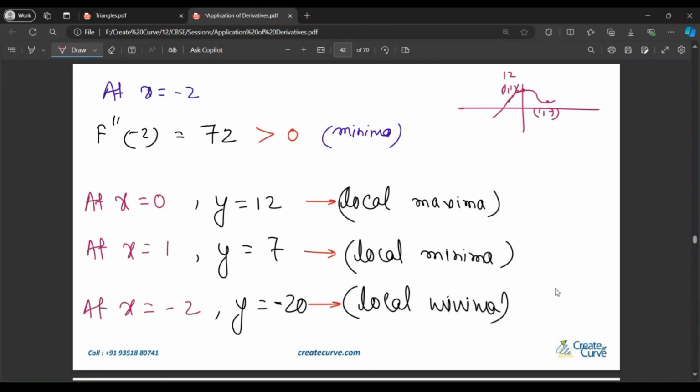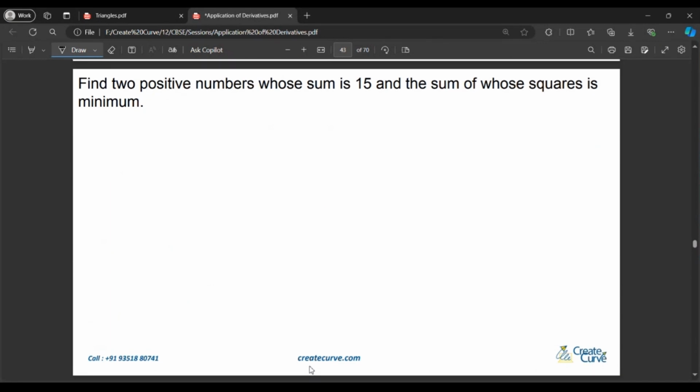Suppose it is going like this. So this is minus 2 comma minus 20. This is a local minima also because it is the bottom point. So the graph is looking like this for this particular question. Minus 2 comma minus 20 local minima, 0 comma 12 local maxima, and again the graph is moving up from here. 1 comma 7 is the local minima. Now clear?